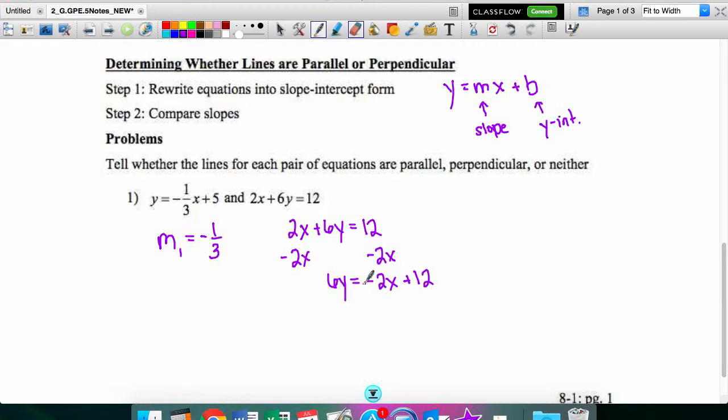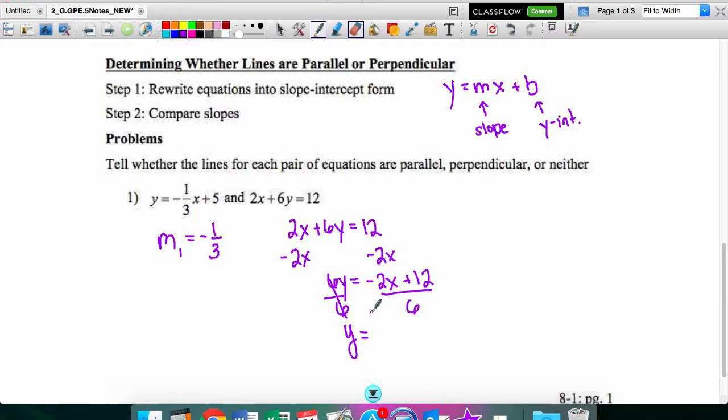Now, this isn't quite mx plus b form because the y needs to be isolated. Here we have 6 multiplied by our y. So to get rid of it, we're going to divide by 6, leaving us with y on the left. Now on the right-hand side, notice that I'm dividing both terms by 6.